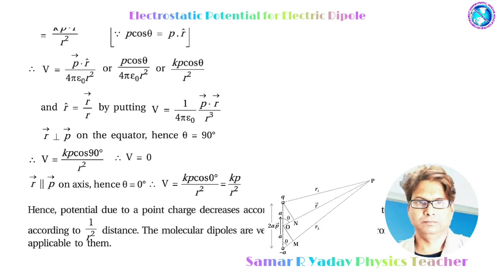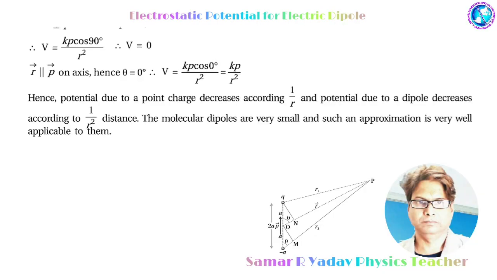On the equator, vector r is perpendicular to vector p, hence theta = 90 degrees. Therefore V = kp cos 90/r squared, therefore V = 0. On the axis, vector r is parallel to vector p, hence theta = 0. Therefore V = kp cos 0/r squared = kp/r squared.